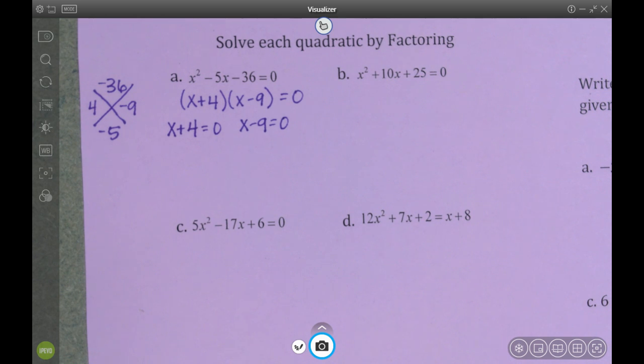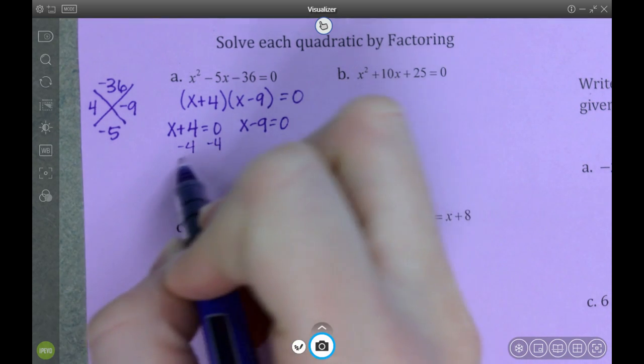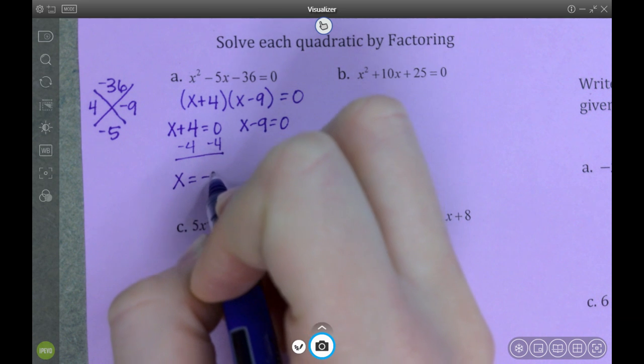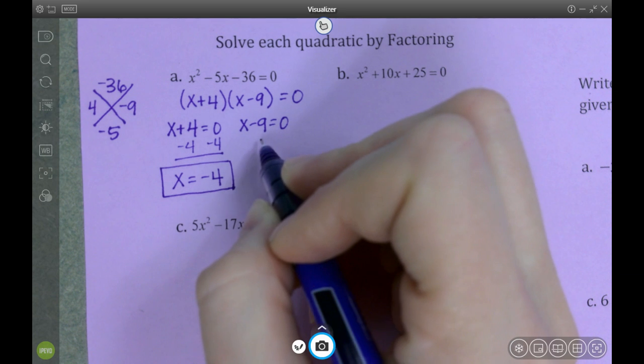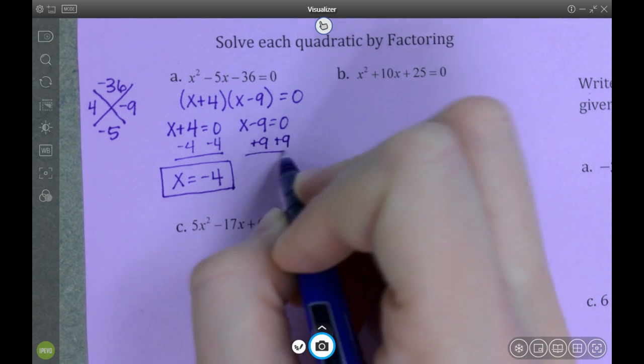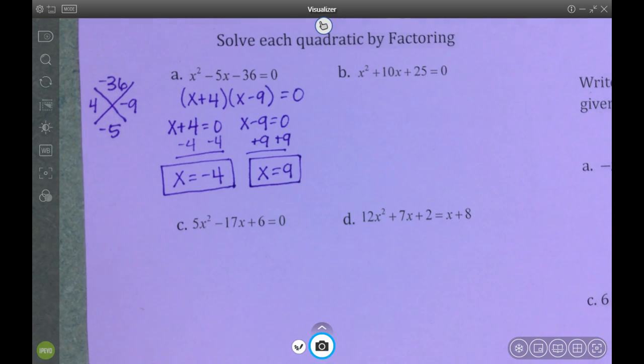This one's going to have 2 real solutions because I factored it. I'm going to have 2 answers here. So if I subtract 4 from both sides, I get x equals negative 4. With this one, I'm going to add 9 to both sides to get x equals 9. Okay, try that next one without me.